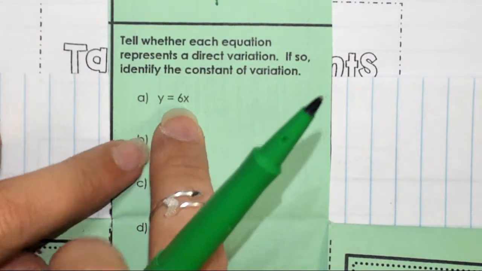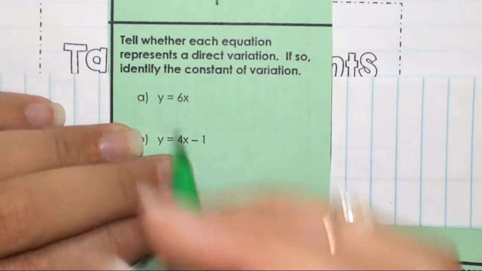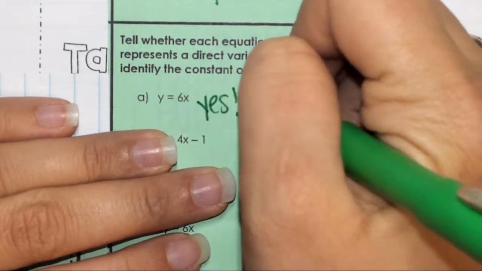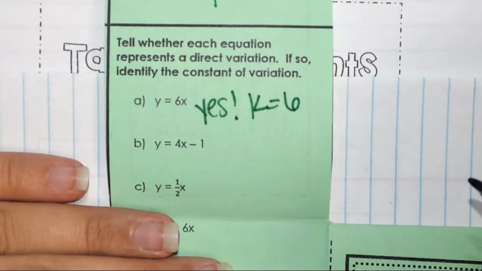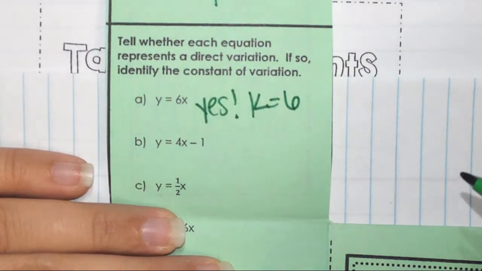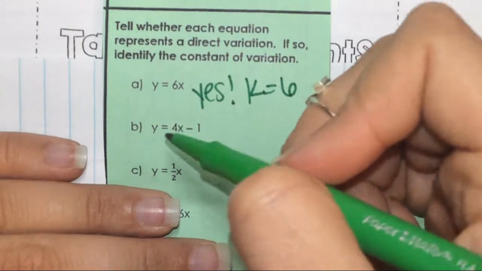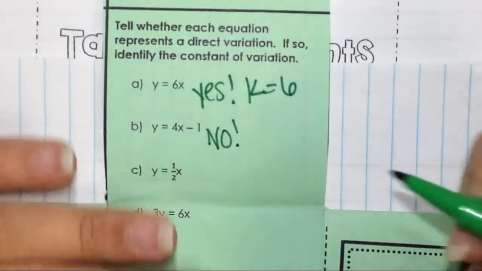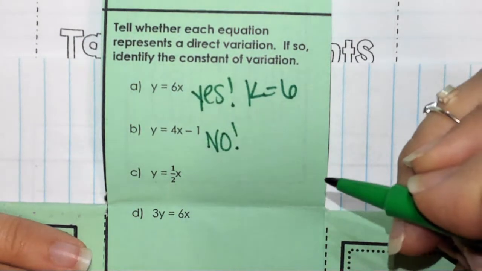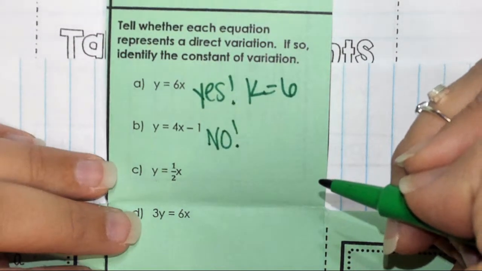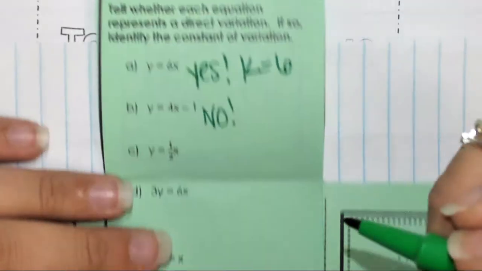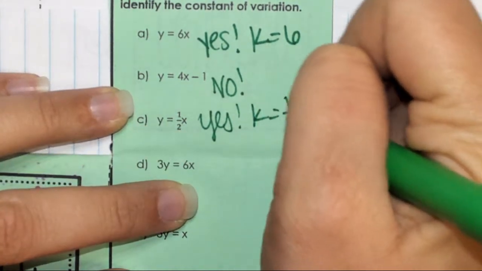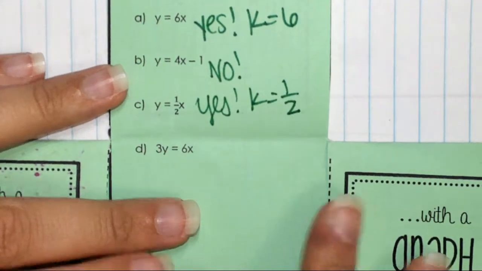So this one, does this look like our base form of y equals kx? Yes, it does. And our k would be 6. That's all you do. Alright, what about b? The answer would be no, because it has a -1. So it can't have a plus or minus in it, unless it has a 0. Alright, what about c? Yes. And what does k equal? 1/2. What about d?